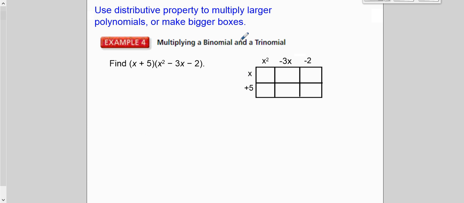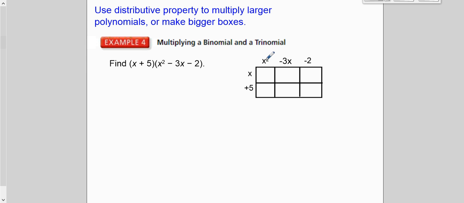Multiplying a binomial and a trinomial. Use distributive property to multiply larger polynomials, or make bigger boxes. So we're going to do this using boxes. X plus 5 I put on this side, the x and the plus 5. So we put one term next to each column or row, and then x squared, negative 3x, and a negative 2. So this is 2 things times 3 things. So 2 terms times 3 terms. We have to do 6 multiplications.